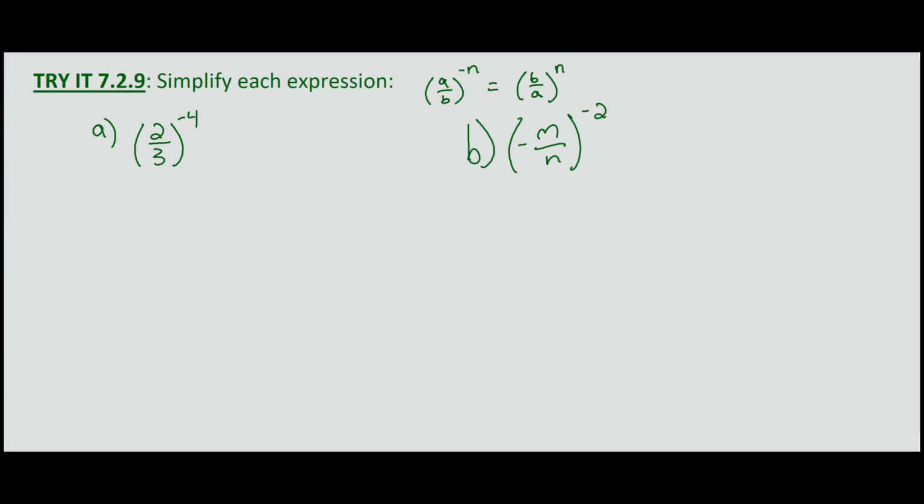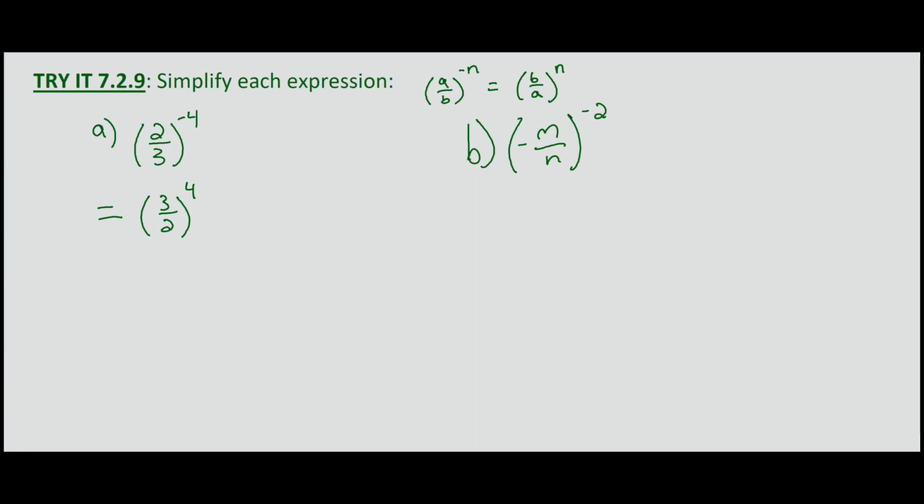So with part A, we're given 2/3 to the negative 4. It meets our conditions. 2 and 3 are not 0, and negative 4 is an integer. So this equals 3/2 to the 4th power.